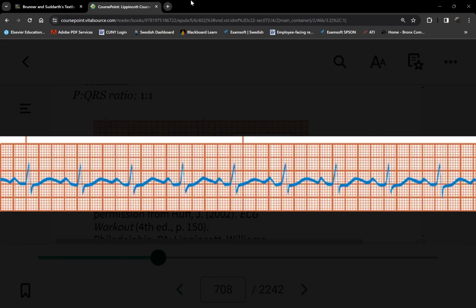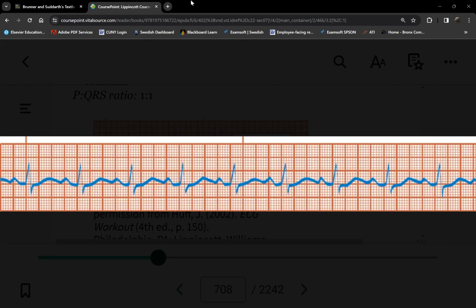Miss Carla? 0.12 to 0.2. So is it big or small? Small, right? 0.12 to 0.2 seconds. So is it between 3 and 5 small boxes? From here to here. This is the Q wave. Remember we measure it from where it leaves the isoelectric line to where it returns. So it's measured from here to here. Is that between 3 and 5 small boxes? How many is it?